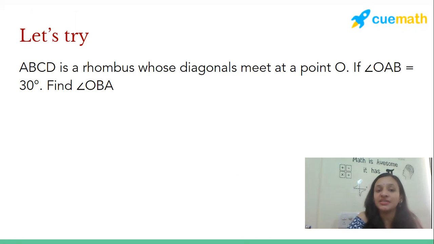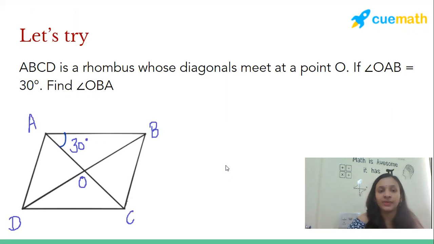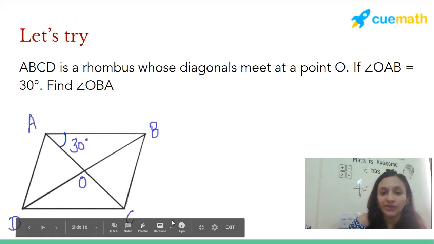It says, ABCD is a rhombus whose diagonals meet at a point O. If angle OAB is equal to 30 degrees, find the measure of angle OBA. So we'll have the figure for you all here on screen. So you can read the question, try out the problem. Very easy, it's just like 1 or 2 steps. It's a rhombus. They've given you the measure of one of the angles OAB to be 30 degrees. And they're asking you to find the measure of OBA.